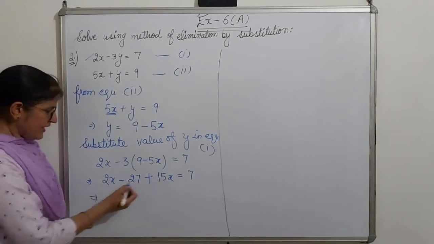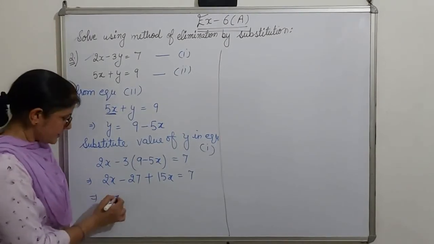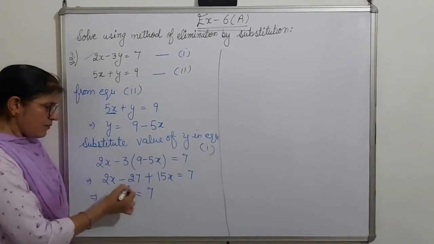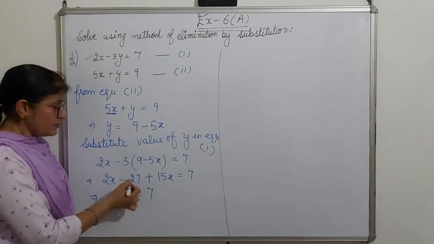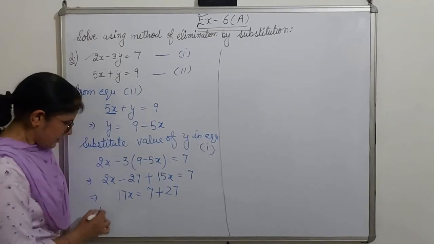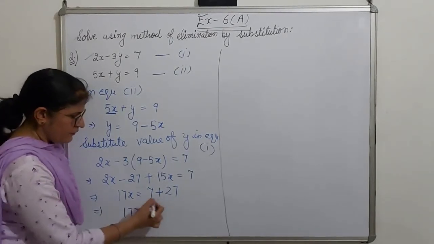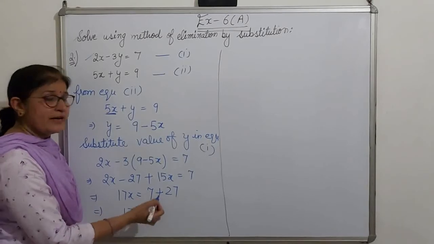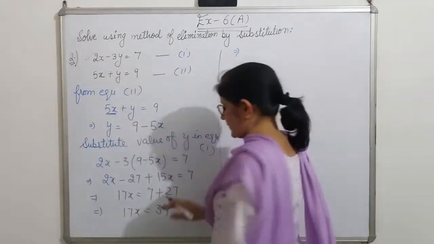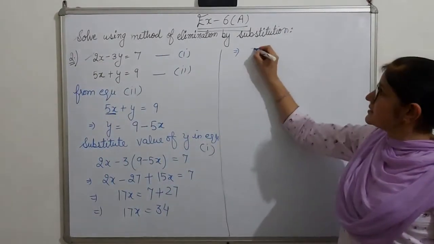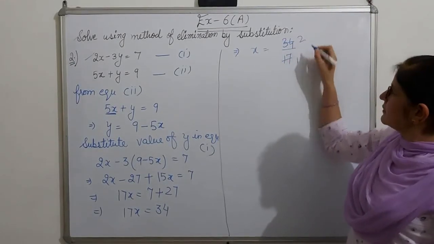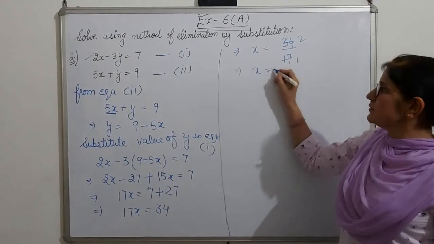Now 15 plus 2, what will come? 17x. Here it is 7. This term, it is number, so this we have to transfer first that side, plus 27. 17x is, when you add 27 and 7, what you will get? 34. So what is x? X is 34 upon 17. Value of x is 2.